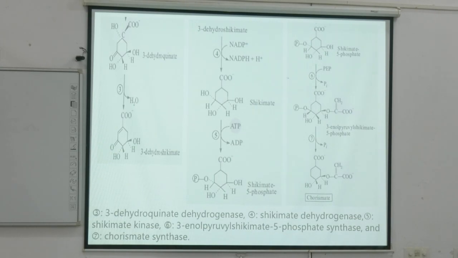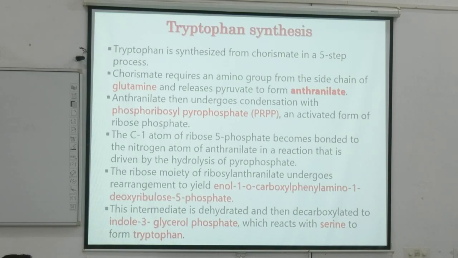This shikimate phosphate will then condense again with phosphoenol pyruvate, ultimately giving chorismate, and from chorismate you will find the bifurcation. One will give rise to tryptophan and the other set will give rise to phenylalanine and tyrosine. So let us come to tryptophan synthesis.